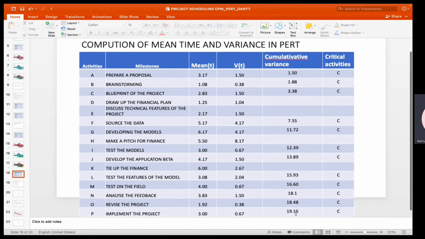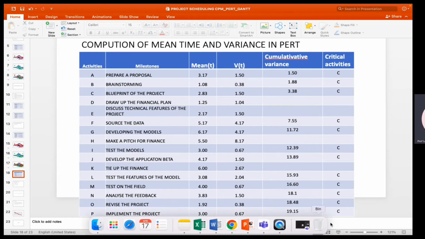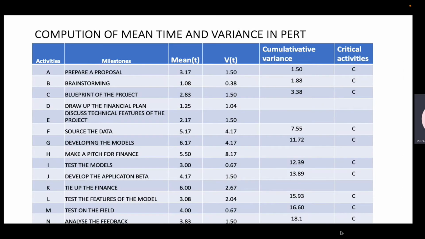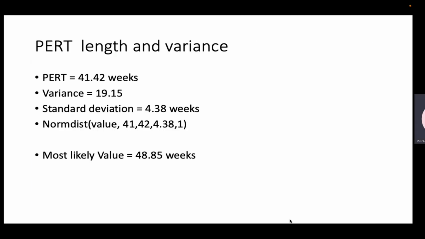Yeah. So the cumulative variance is 19.15. What you should notice is it's added only along the critical path, not everywhere. Right? Not everywhere. So we get the critical path. So 14.42 is the time to the total duration. 19.15 is the variance. I take the square root of 19.15, I get the standard deviation 4.38.